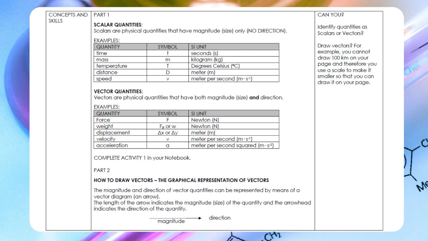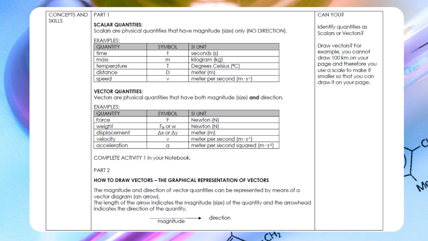Vector quantities. Vectors are physical quantities that have both magnitude, size, and direction. Examples: quantity, symbol, SI unit. Force, F, Newton, N. Weight, Fg or W, Newton, N. Displacement, delta x or delta y, meter, m. Velocity, v, meter per second, m·s⁻¹. Acceleration, a, meter per second squared, m·s⁻². Complete activity 1 in your notebook.